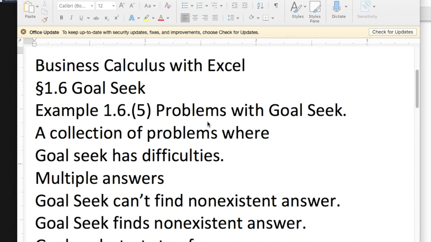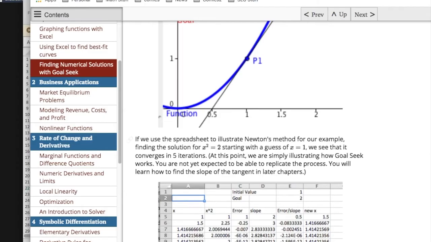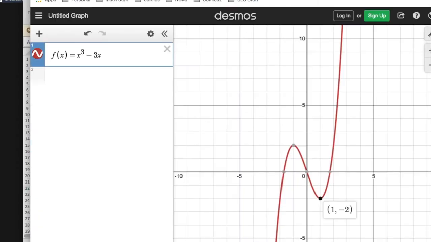Good morning. We continue to look at problems with goal seek, and we're going to look at a collection of problems where goal seek has difficulties. Part of why we look under the hood is to figure out where goal seek will give us a bad answer. The first example we want to look at is where there are several right answers. And so it's useful looking at a graph.